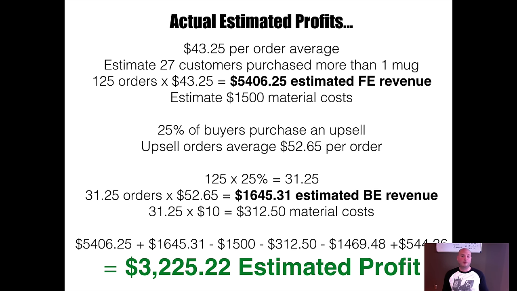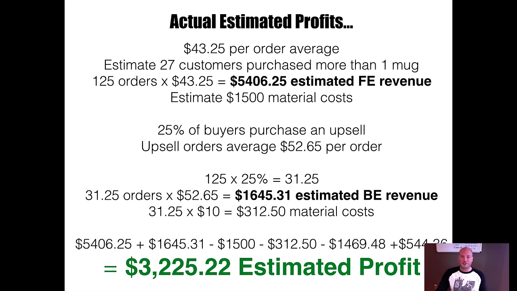So people were buying more than one product. They were not just buying one mug, they were buying maybe two or three items along with that. So just to do our estimated numbers a little bit further to look at the total we actually made, we'll dive into that. So let's estimate that 27 of our 152 mug sales were customers who bought more than one mug. That makes it a very nice and easy number of 125 total orders that we can multiply times the 43.25.